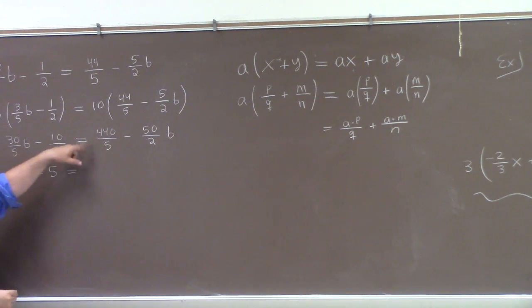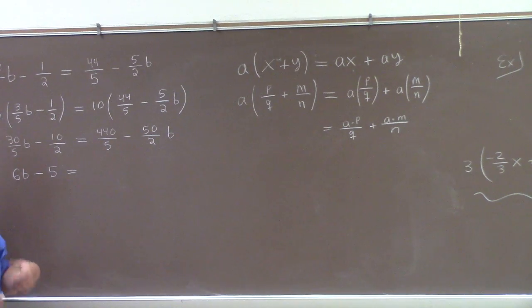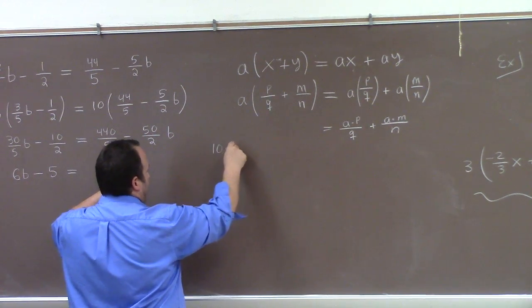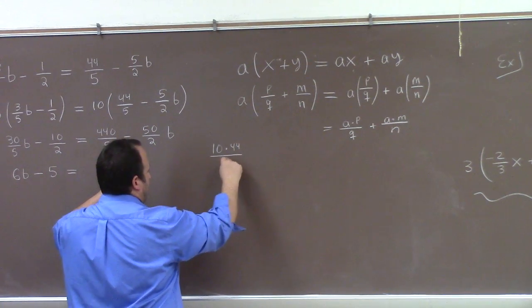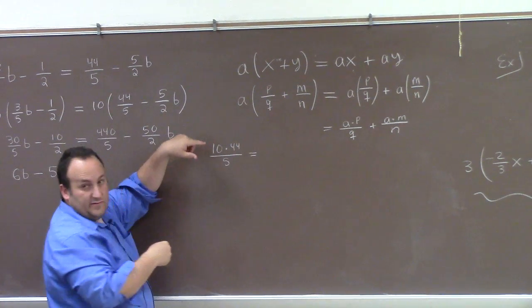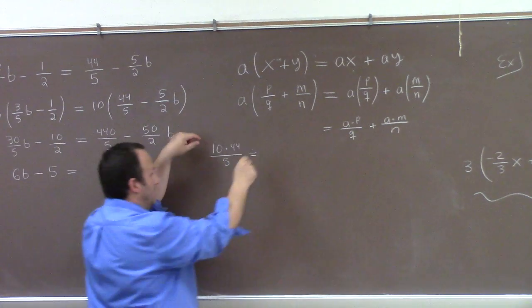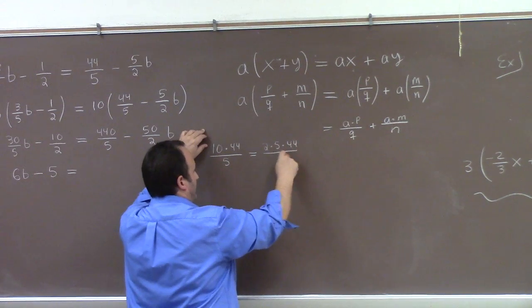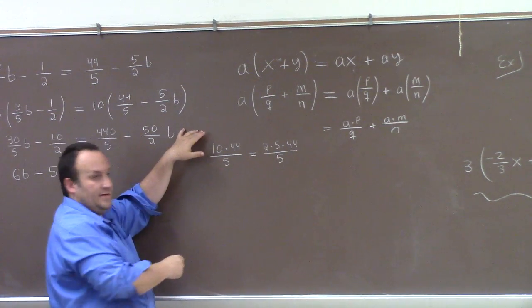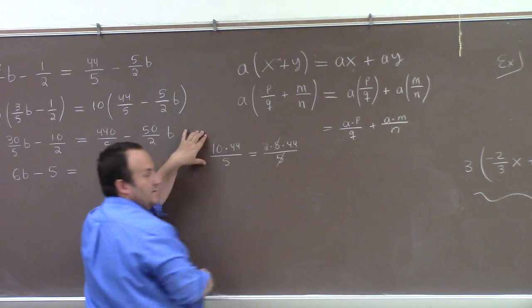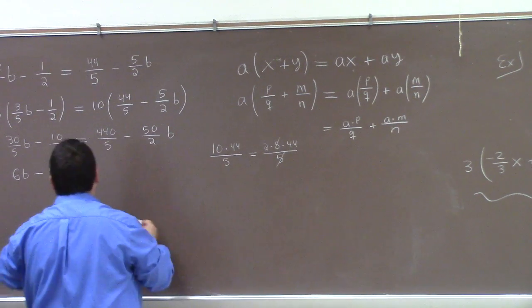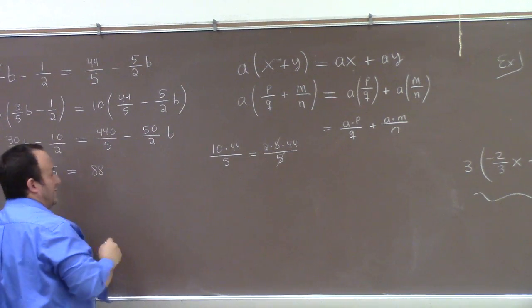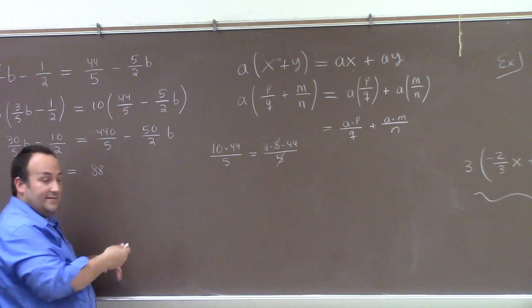See, multiplying that out was kind of a dumb step. It would have been smarter to look at this as 10 times 44 over 5, and then break 10 up into 2 times 5. Then you can say, oh, these 5s cancel. 88. Now, you're like, I could just get my calculator and punch in 440 divided by 5. That is absolutely true. You could do that.